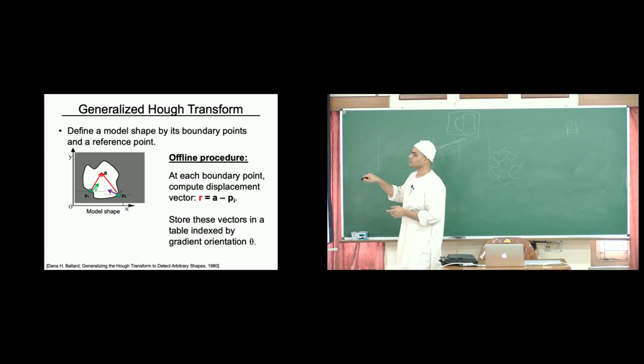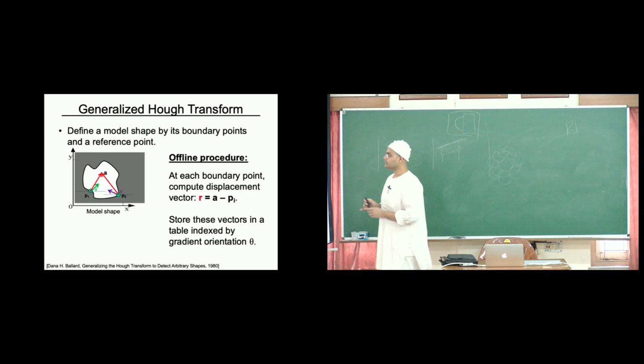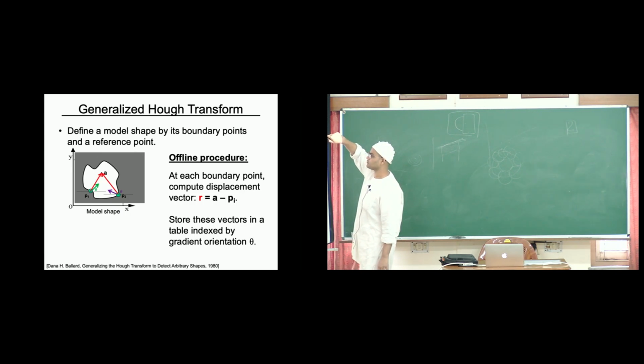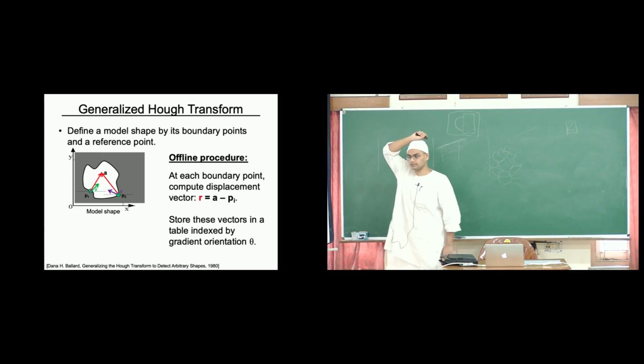So if the gradient direction is here, I might have these points also, where theta is like that, but the displacement vector is different. Does that make sense? The displacement vector is the difference between any particular point and the reference point. That difference is the vector r. That is the displacement vector. Clear?